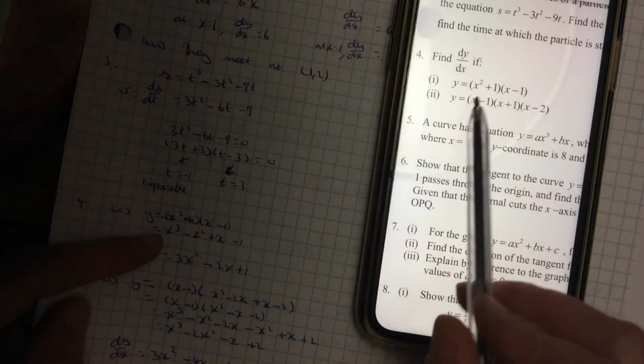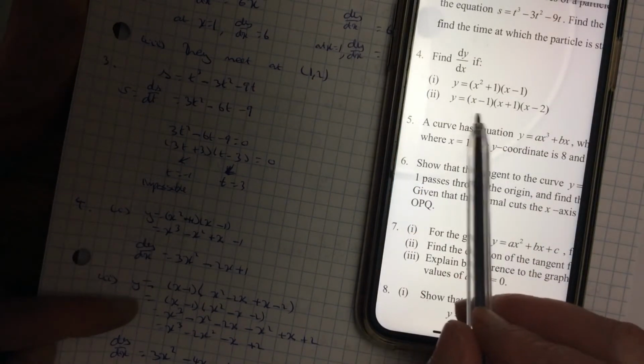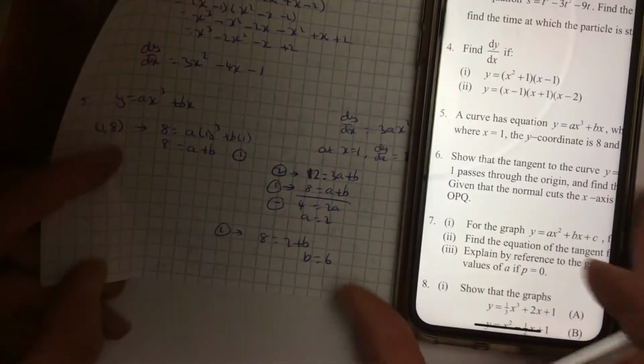Number 4, multiply out your brackets and differentiate for each of those. And again, that is all under the answers there, which are posted for you.